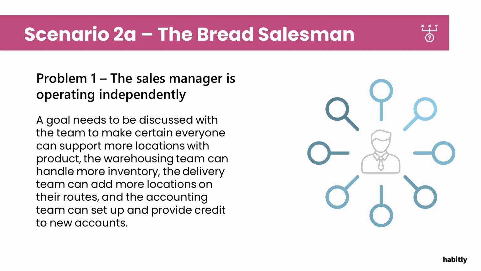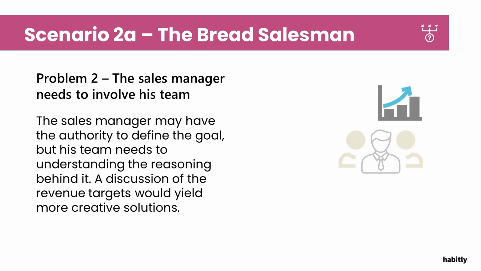150 new accounts. Second, although the sales manager has the authority to define the goal, it would be a much stronger objective if the reasoning behind it had been explained and discussed with the team before laying the goal down as the law. Potential new accounts could even be considered along with realistic timeframes to close them. The discussion of the team increases their commitment to achieve the goal. By the way, the ultimate goal may require more or less than 150 new locations.